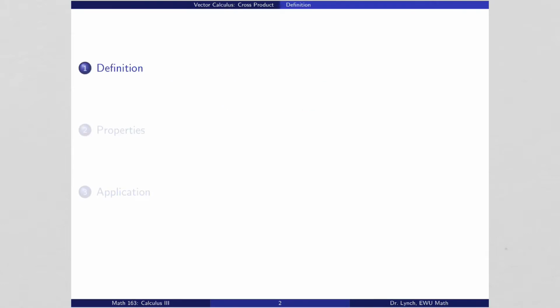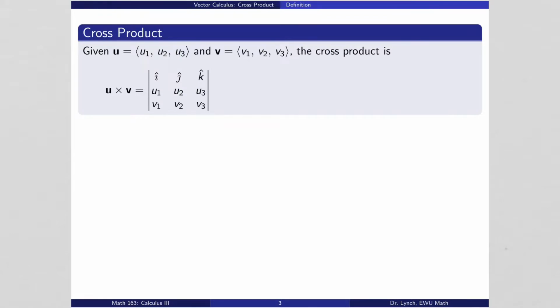So we'll start again with the definition. We'll talk about some properties of the cross product, and then we'll finish with an application too.